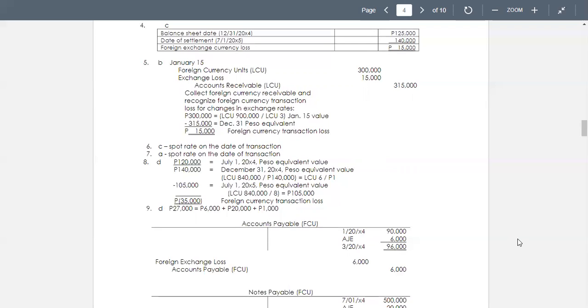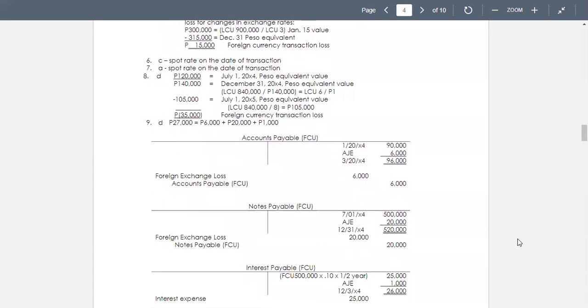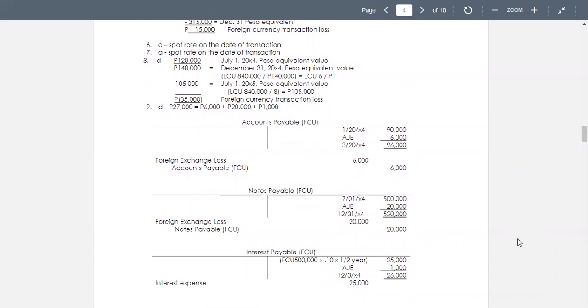So now we involve foreign exchange loss for 6,000 and credit to accounts payable for 6,000. Now that's your entry if ever you want to trace what really is the entry, so for you to end up with the final answer. Foreign exchange loss for 6,000 and credit accounts payable for 6,000.